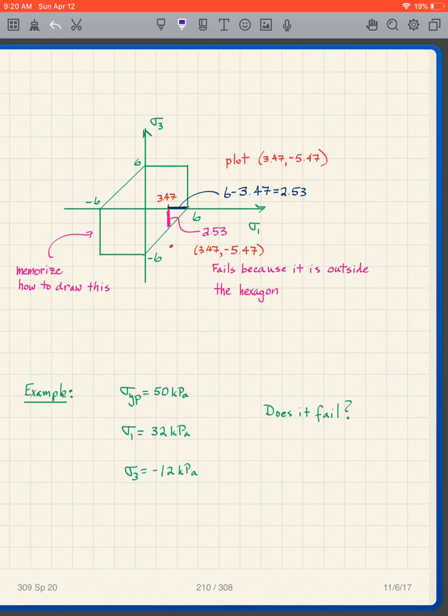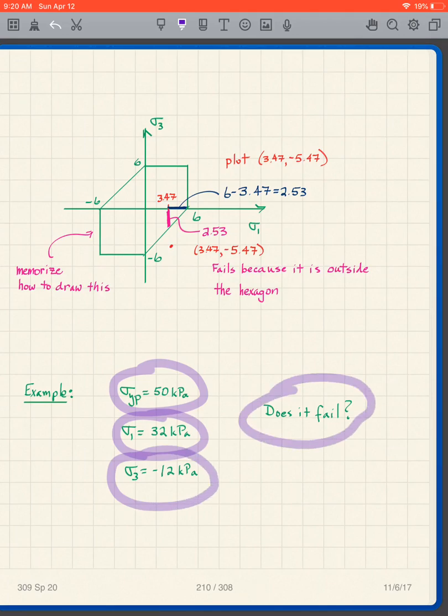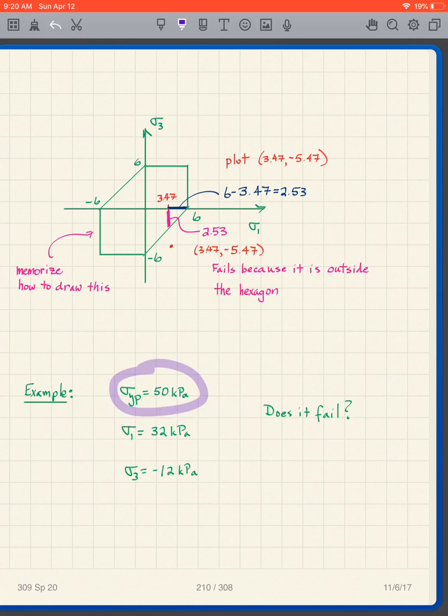Okay, so here's a simple problem. Sigma YP is 50 kilopascals. Sigma 1 is 32. Sigma 3 is negative 12. The question is, does it fail? So why don't you pause the video right now and work this problem. In this one, you don't even have to draw the Mohr circle.